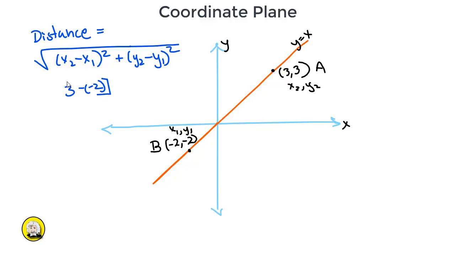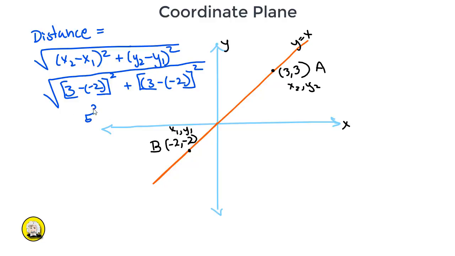In this case, my x2 is 3, my x1 is -2. So the difference or distance between those on the x-axis is 3 minus -2, or 3 plus 2, a distance of 5 squared. On the y-axis, my numbers work out the same. y2 is 3, y1 is -2, and that's 3 minus -2, or 3 plus 2 equals 5, and that will be 5 squared. So essentially this boils down to the square root of 5 squared plus 5 squared, which is the square root of 25 plus 25.